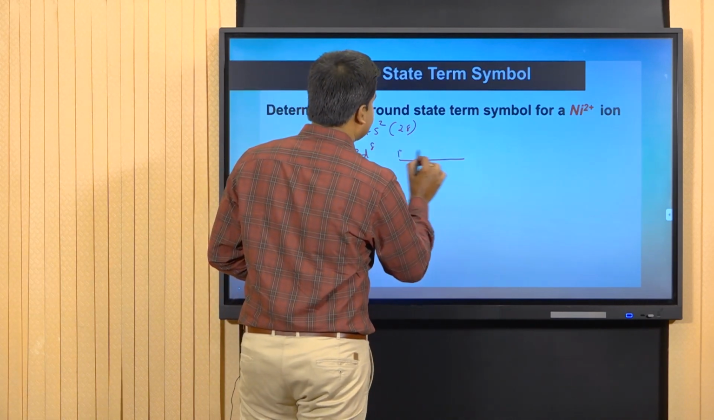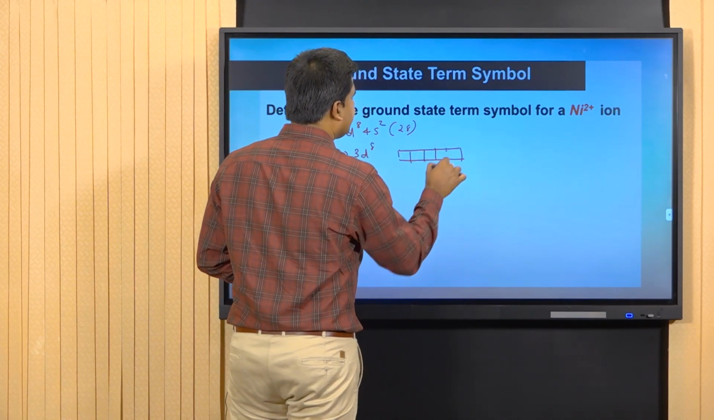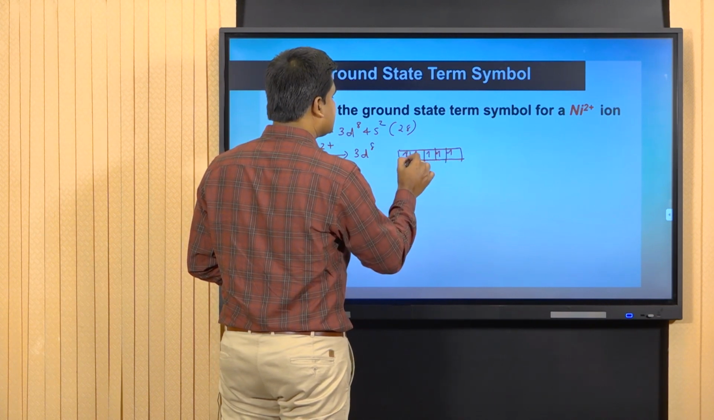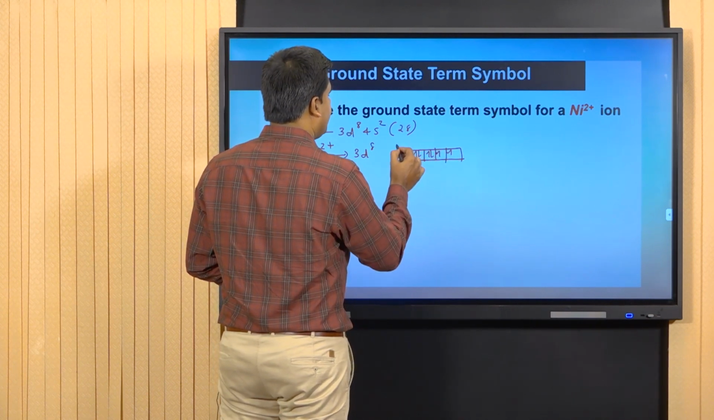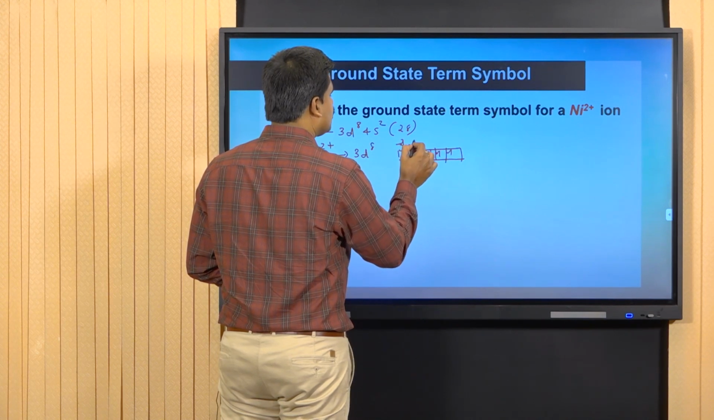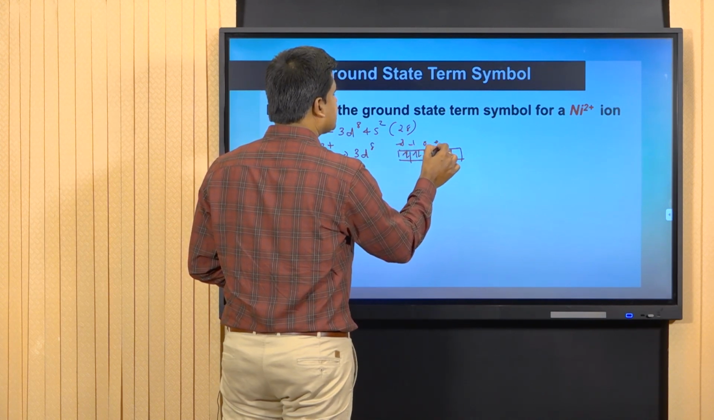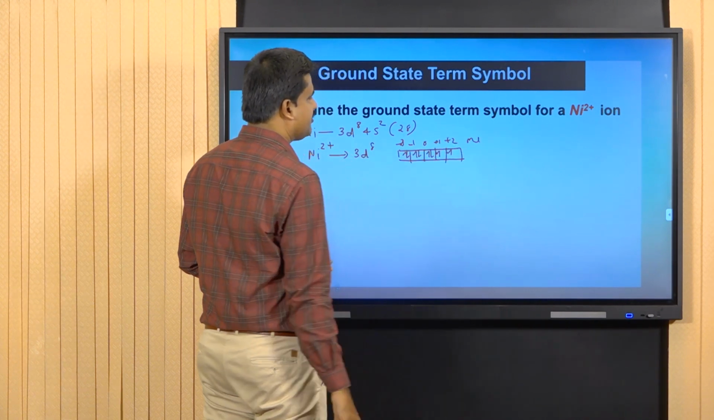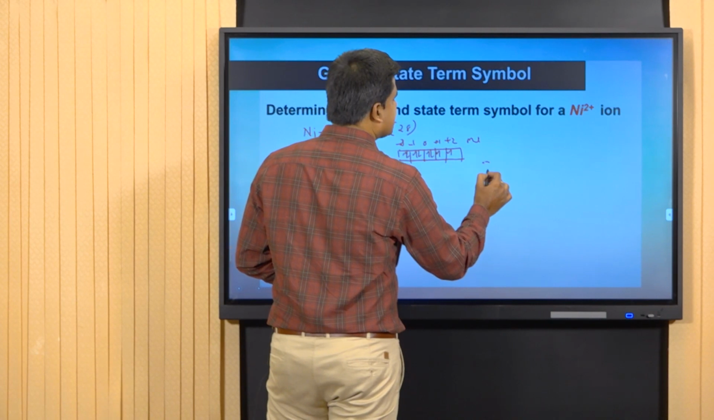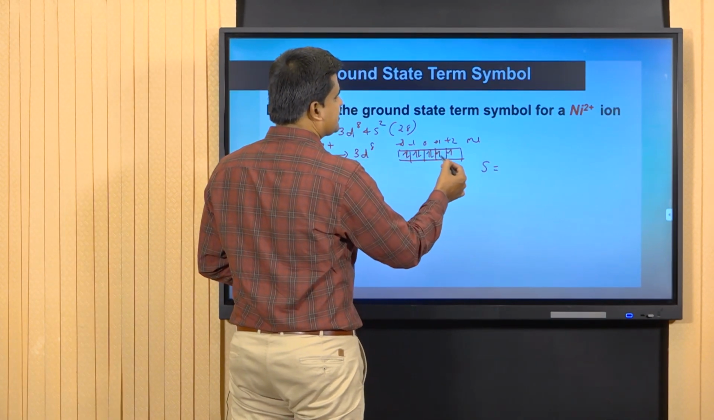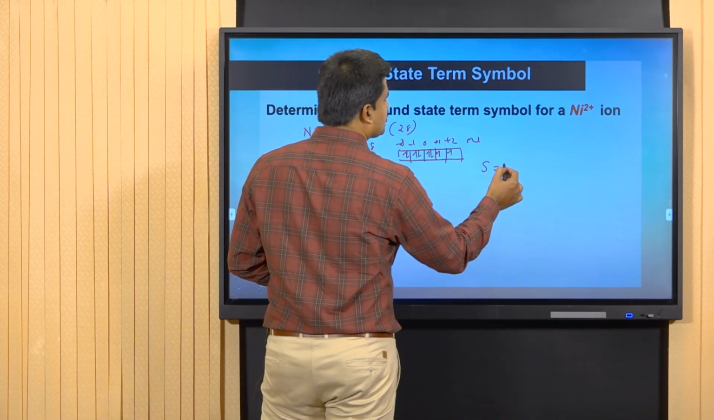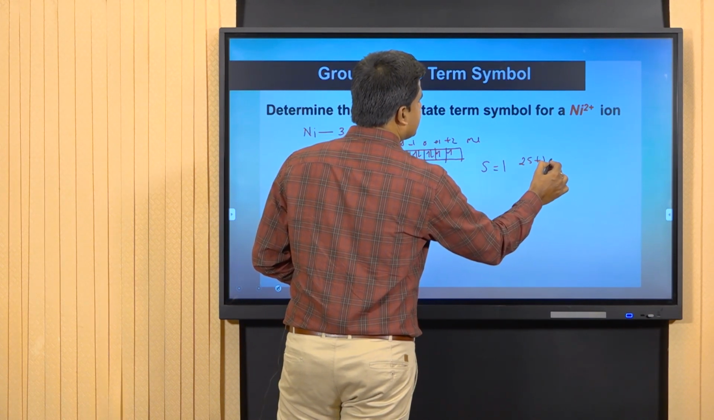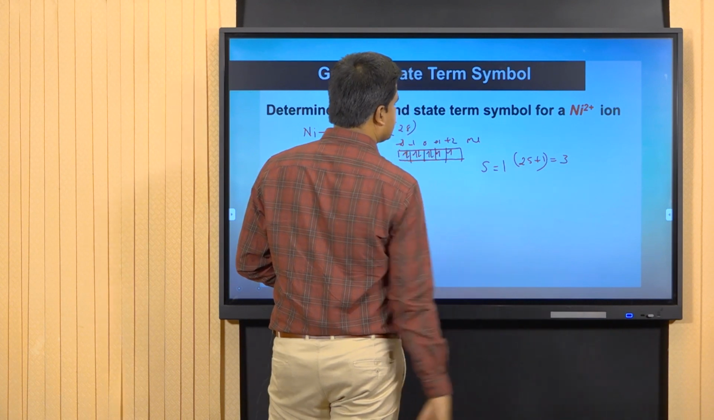3d8 arrangement can be represented like this. There are 5 d orbitals. So arrangement is 1, 2, 3, 4, 5, 6, 7 and 8. -2, -1, 0, +1, +2 will be the values of ML, and we have to compute S first. We can see the presence of 2 unpaired electrons, so S is equal to 1. So spin multiplicity 2S plus 1 is equal to 3.